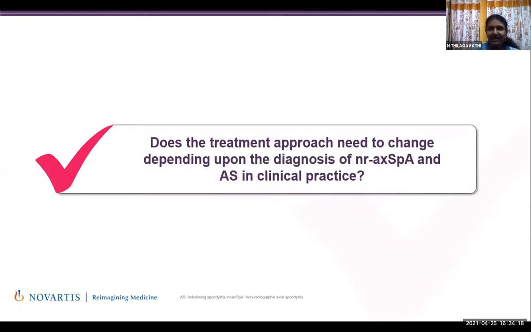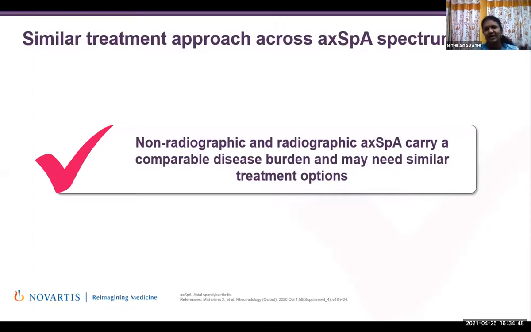So what we see now is non-radiographic axial spondyloarthritis, nr-axSpA, and ankylosing spondylitis, and whether the treatment approach is different or the same. When I say non-radiographic axial SpA, it means the X-ray is normal, but MRI shows bone marrow edema, osteitis, or capsulitis, whereas ankylosing spondylitis is when the X-ray shows structural lesions. They have almost the same burden, and the treatment options are the same.